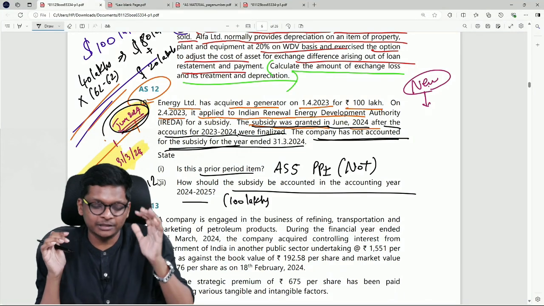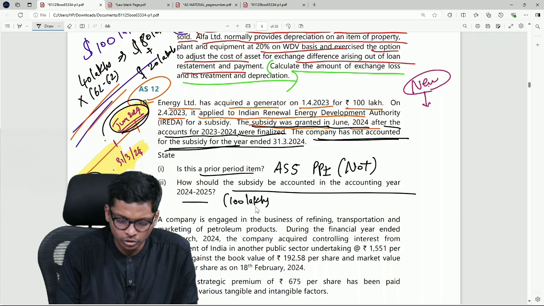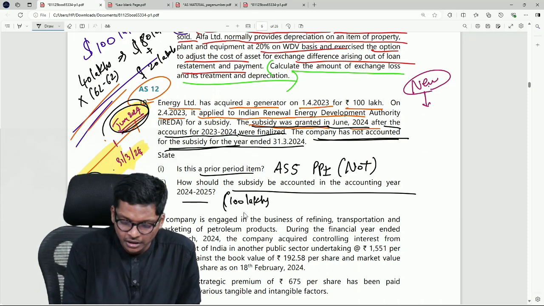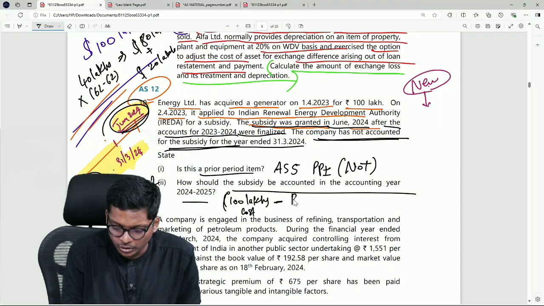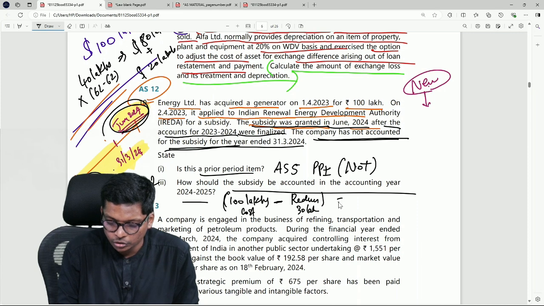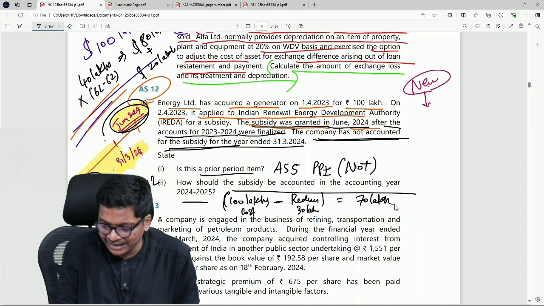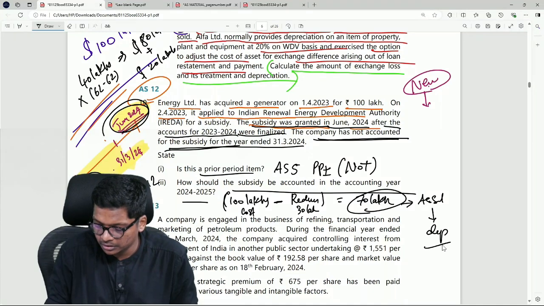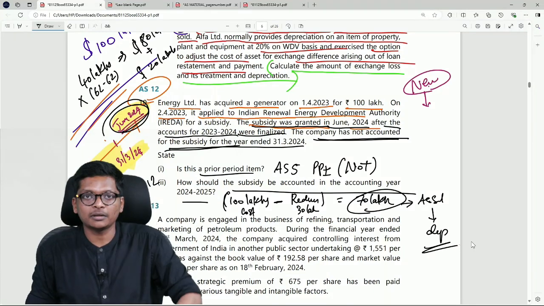That is what they are trying to test. So, what is the amount of grant they received? Whatever grant is received, from the cost of 100 lakhs, you have to reduce the grant. Let's say grant is 30 lakhs. So, balance 70 lakhs, you will carry forward the asset and you will charge depreciation. So, this is what we will do.